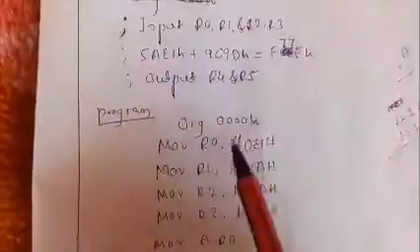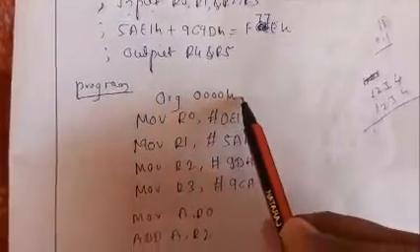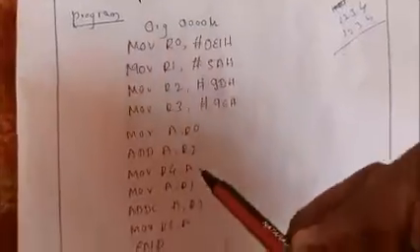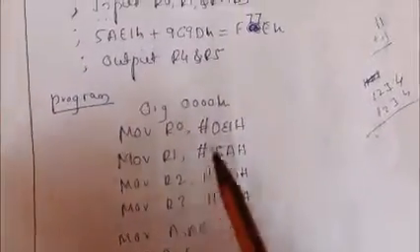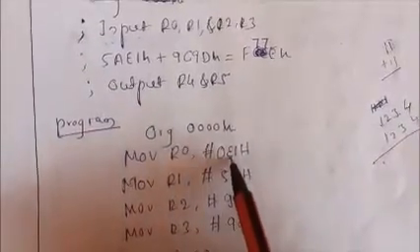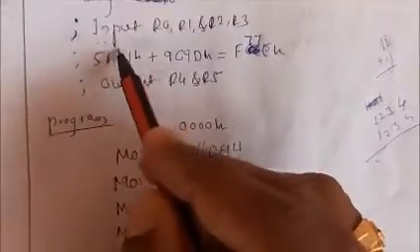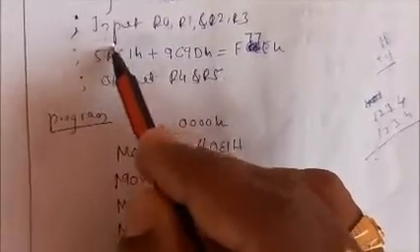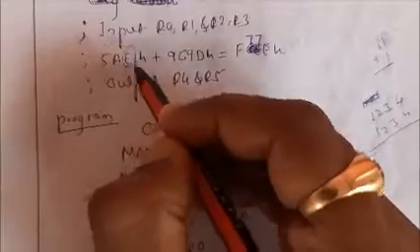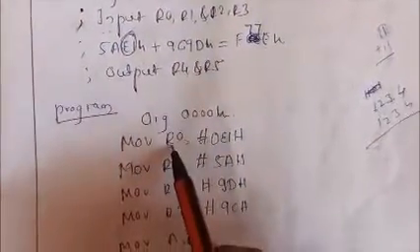So how to write the program? See here. First is the same ORG 400H. This is always the same as the first line, and the last one is END. In between, I need to write my program. So how to write here? MOV R0, #0E1H. That means I am taking the first number. I am loading this first 2-digit number E1 to R0.